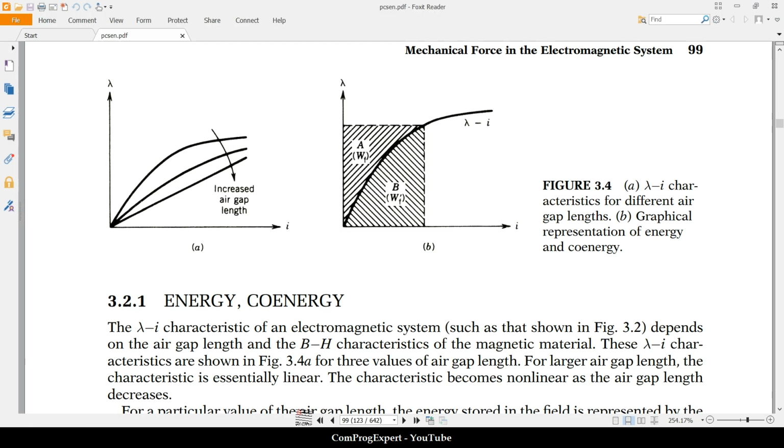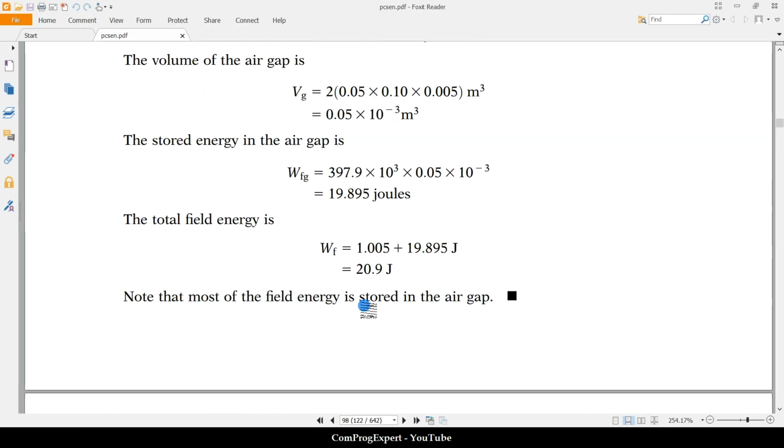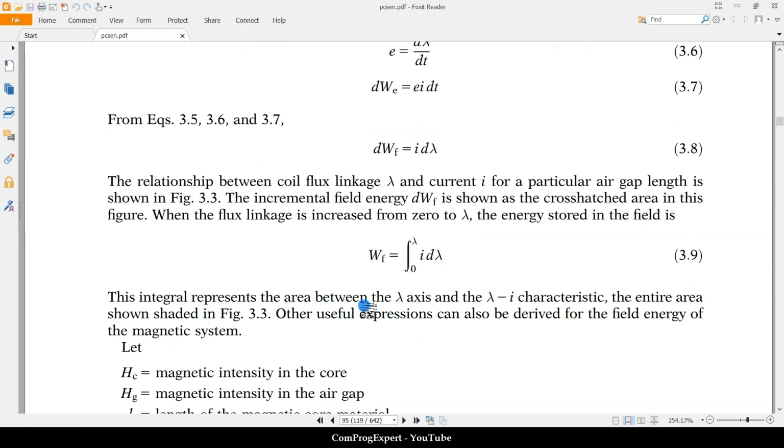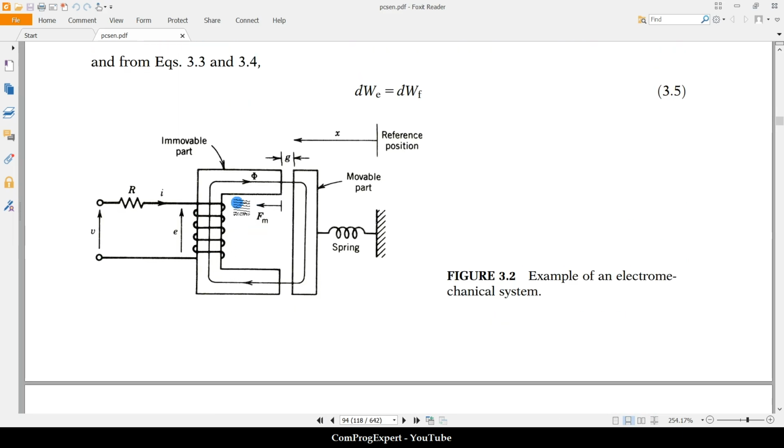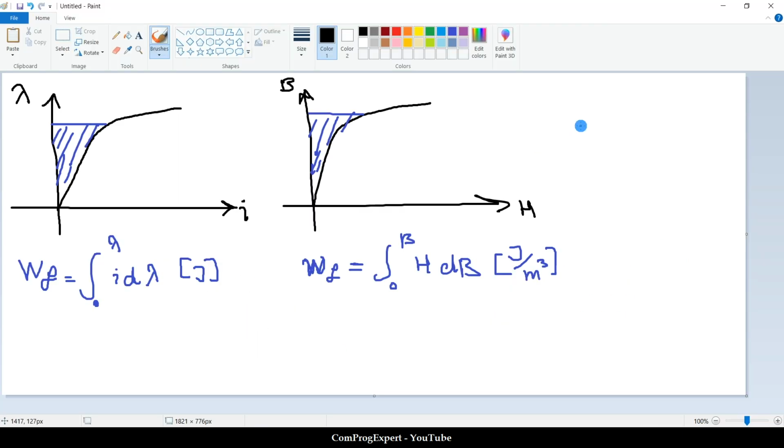What is the equivalent circuit of this structure? The equivalent circuit is this, the equivalent magnetic circuit. We have Ni, we have the reluctance of the core, and we have the reluctance of the gap.